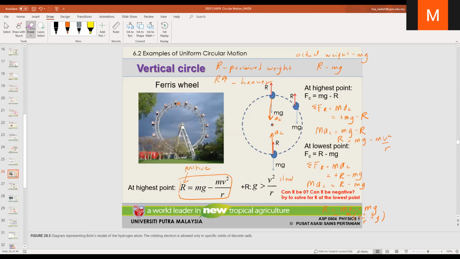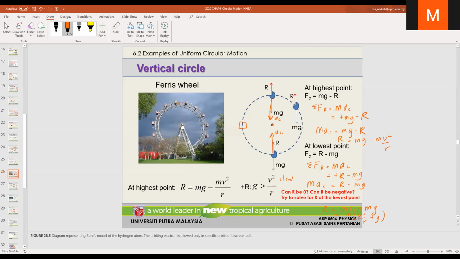Kalau dekat tengah-tengah, doktor, AC dia adalah 90 degrees to the R ataupun mg. Oh, okay. Macam nak resolve tu? Sekejap. Saya punya eraser ni tak berfungsi. Okay, so tadi Hakiman tanya tadi tu.